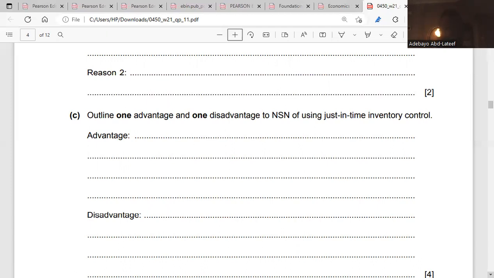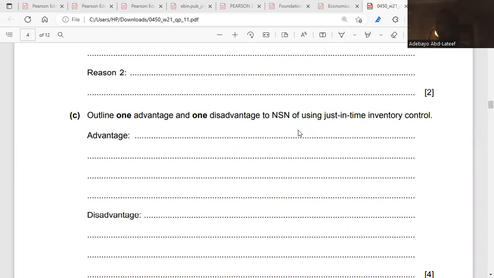But the problem about using just-in-time is that you have to rely on your suppliers. Your suppliers must be efficient. If they are not, then you have a problem. That means everything does not depend on you producing, it depends on the supplier. So you are vulnerable to the suppliers. If they don't bring your supply when you need to produce, then you are in problem with your customers.